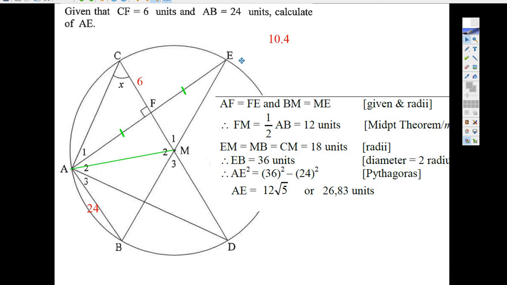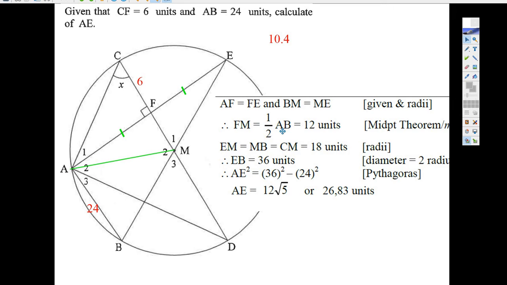Well, often when you're working with circles and you've got a center, one of the things that makes things a little bit easier is to work with all the radii. Now you know that AF and FE equal each other, and you know that BM and ME equal each other because they're radii. We know they're equal to each other because we proved it before. We knew that because of a perpendicular line from the center. And so if that's true, then FM has to equal 1/2 AB.